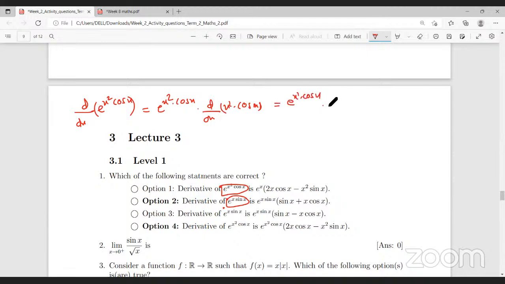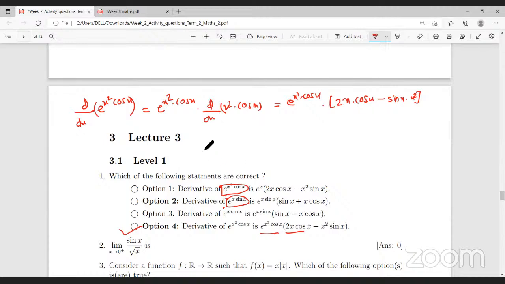This is the UV form. So we can say the form: 2x cos x plus 2x cos x minus x square sin x, because the derivative of cos x is minus sin x. So which one is correct? Yes, you can take this 2x cos x. This one is correct, right? Yes. Option 2, the fourth one.